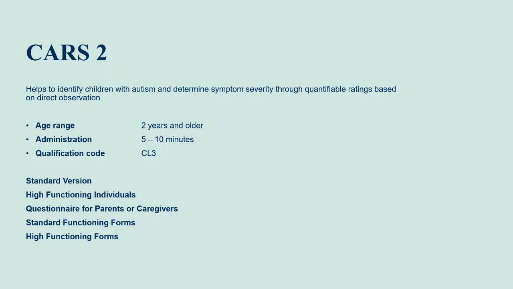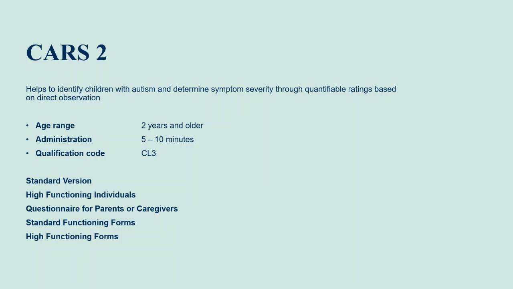Those with average or higher IQ scores, better verbal skills, and more subtle social and behavioural deficits. Covering the entire autism spectrum, the CARS-2 distinguishes between mild to moderate and severe autism and discriminates from other cognitive deficits. The complete kit includes standard and high functioning forms, a parent caregiver questionnaire, and guidelines linking scores to interventions.